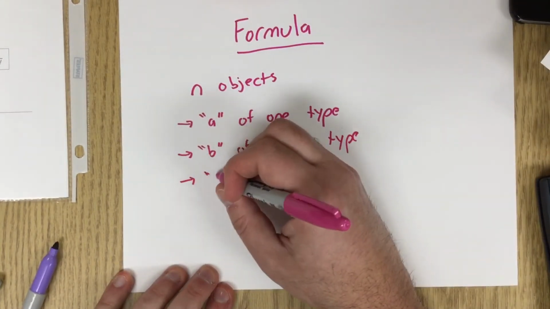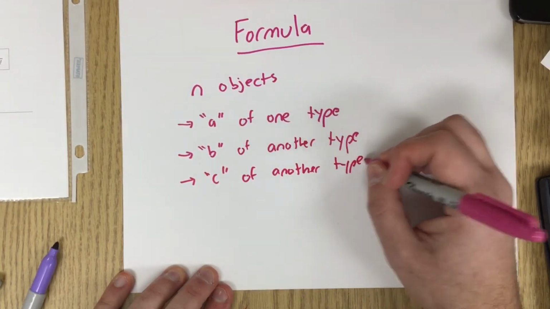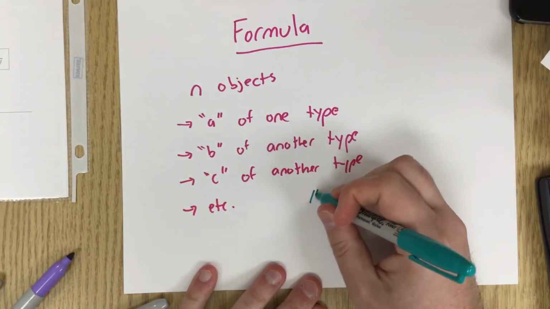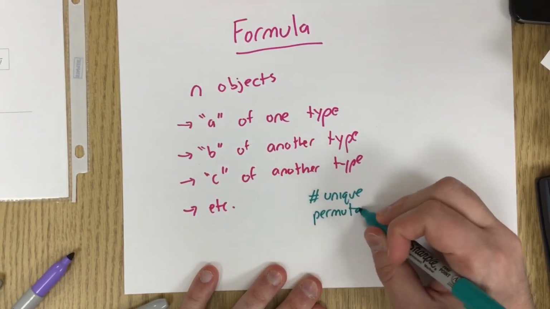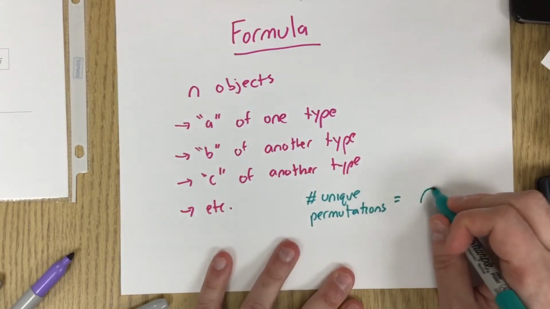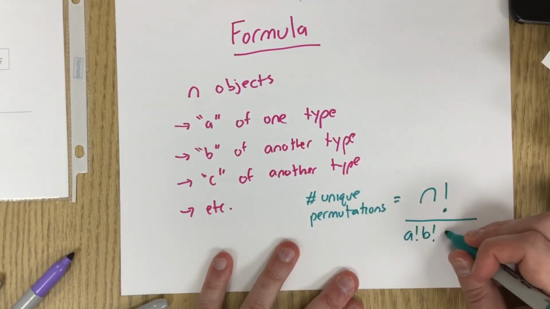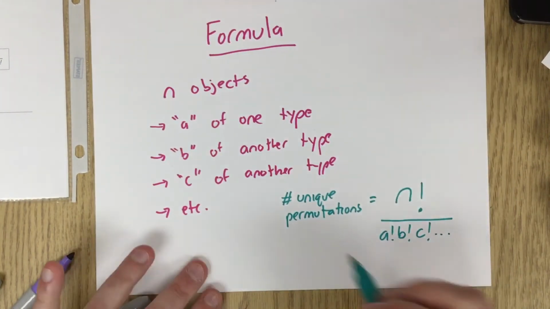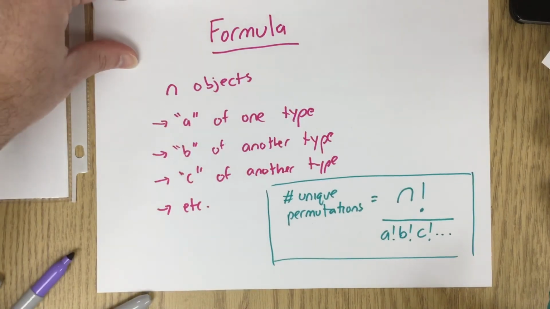And C of yet another type. Etc., etc. Then the number of unique permutations, or the number of unique orders, is going to be n factorial divided by A factorial, B factorial, C factorial, and 3 dots, which is the math term for etc., etc. And this is the formula for permutations with some identical items.